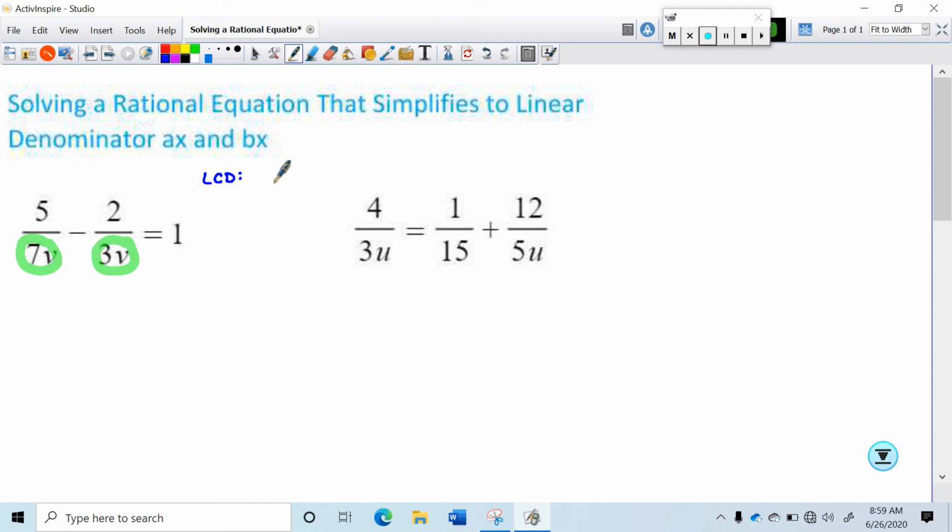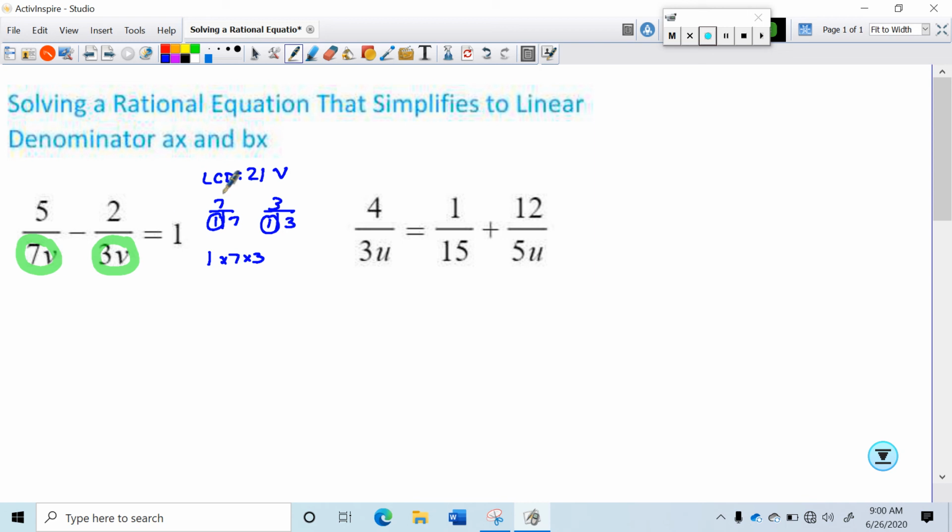We have a v. 7 and 3, let me show you how I do this. 7 is 1 divided by 7. 7 divided by 1 is 7. For 3, 3 divided by 1 is 3. They have a 1 in common. So I have a 1 times the numbers that are not circled. So 1 times 7 times 3 is 21. So that's my LCD.